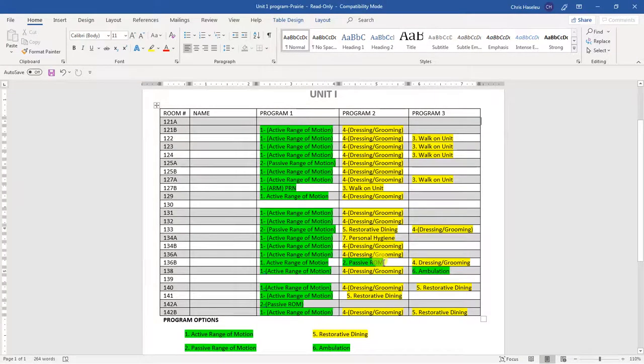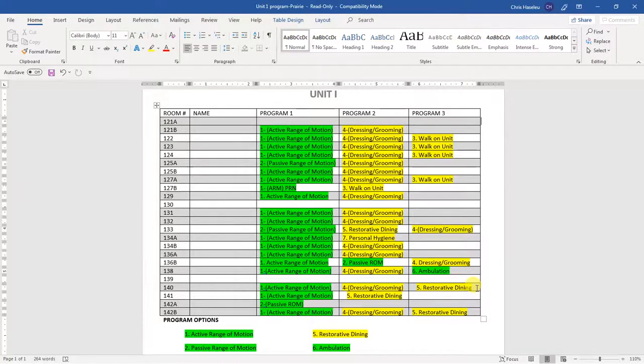In this category, we have something that's highlighted green. That would be done by the restorative therapy. If we have restorative dining, that means how much assistance and help do they need with eating? And they need assistance with meals.